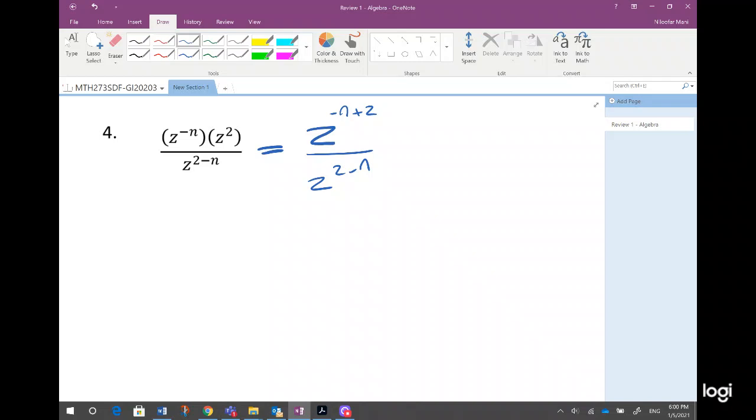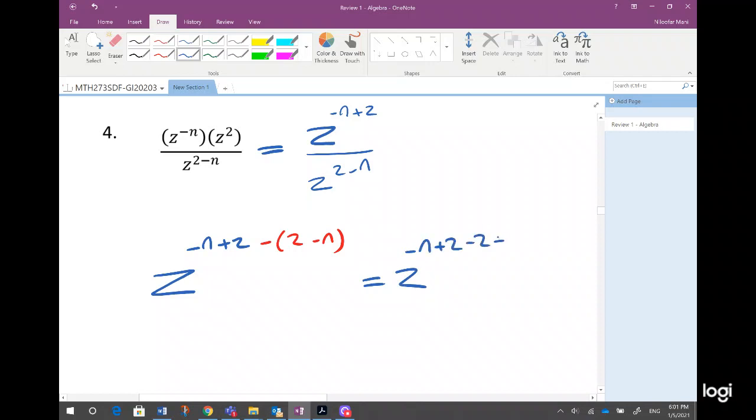Okay, let's say I don't notice. Doesn't matter. So it is Z to the power minus N plus 2 minus 2 minus N, because it's top minus bottom. Top minus everything in bottom. That's why I need brackets. So it is Z to the power minus N plus 2 minus 2 plus N, which is Z. Let's cancel. This and this cancel. This and this cancel. Z to the power 0, which is 1.